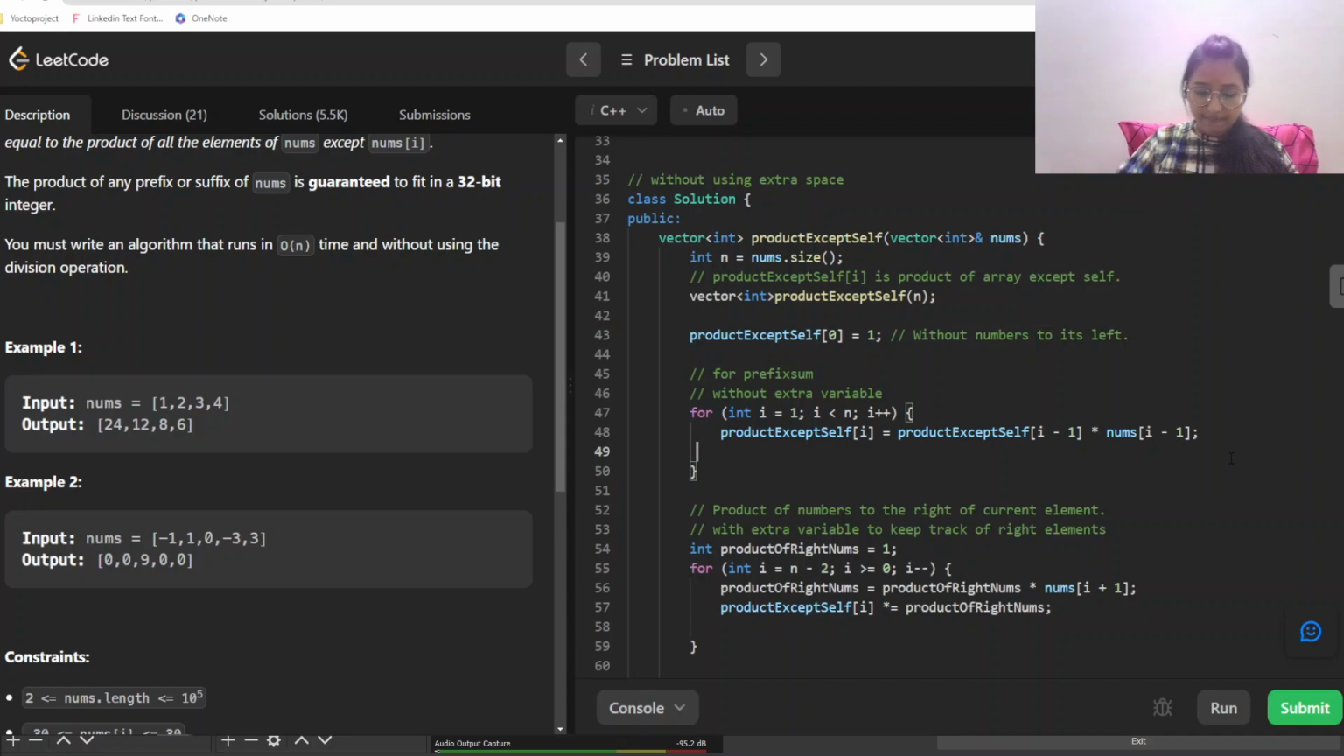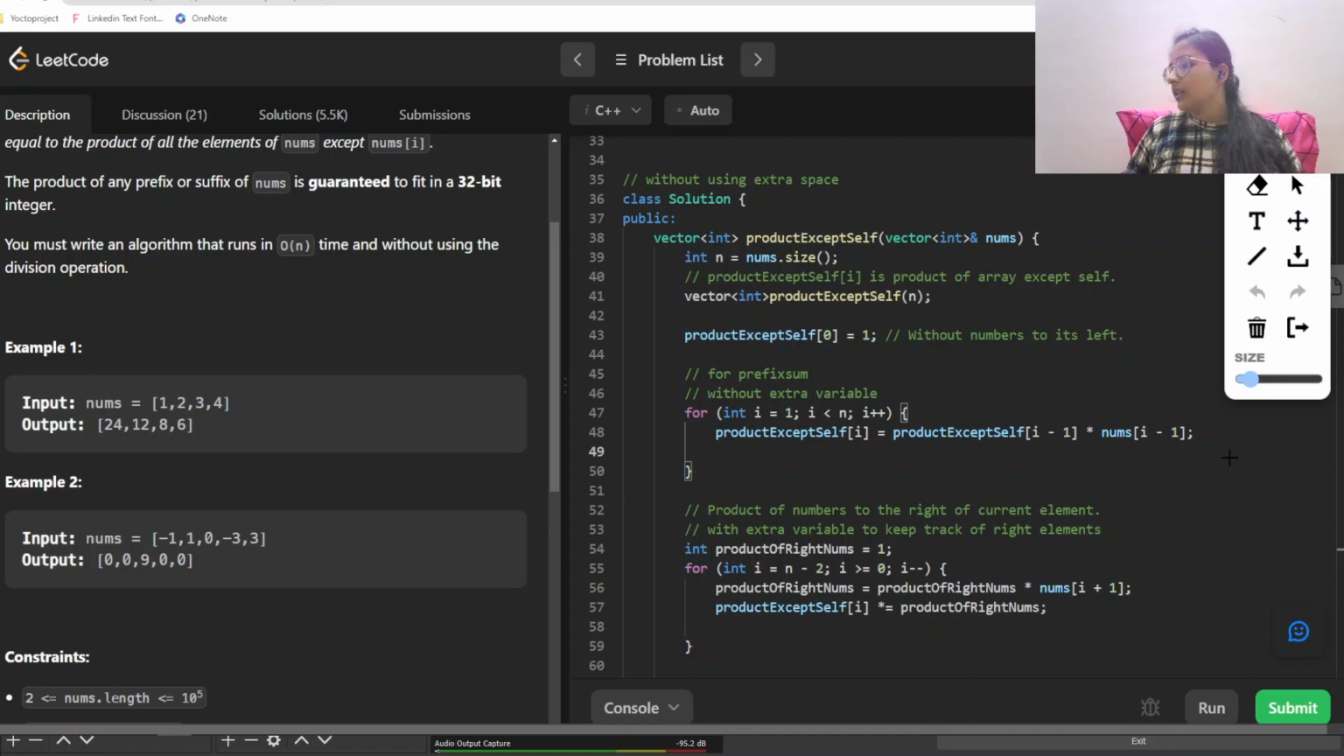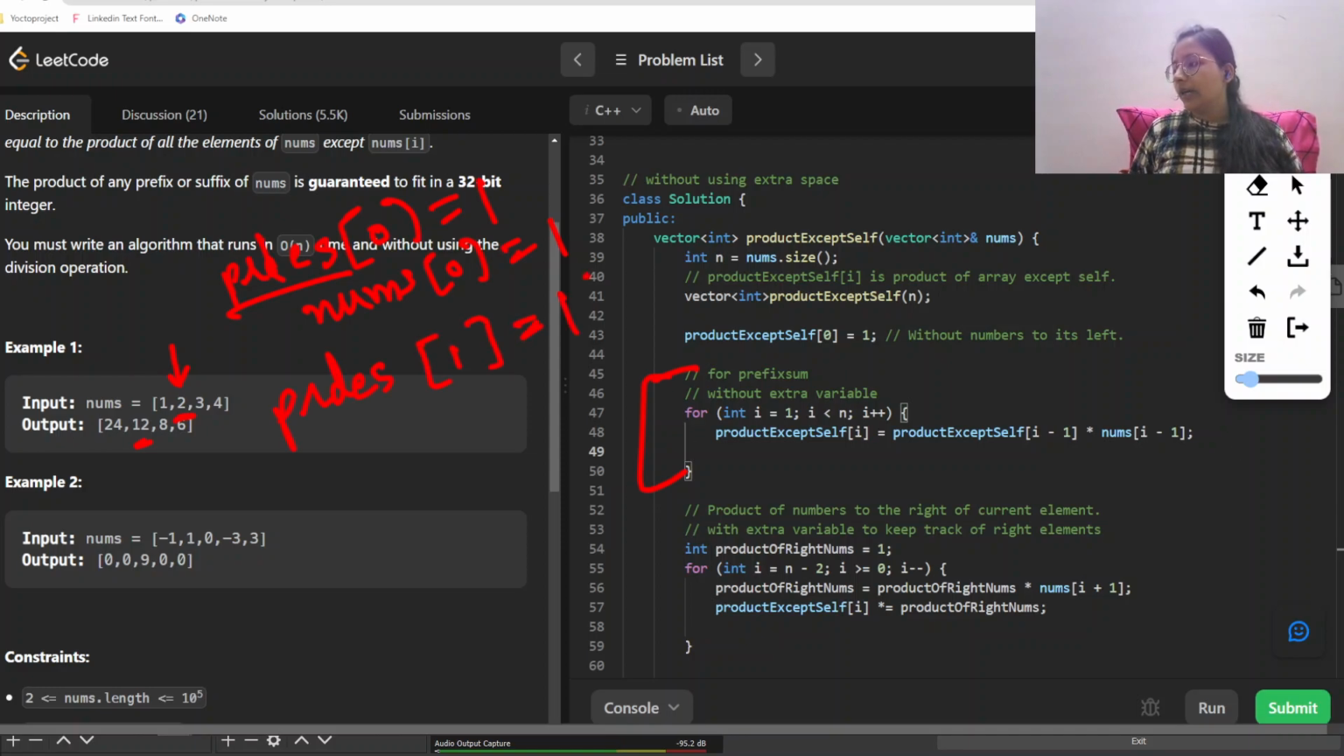What I want to say is, we are just going for the left. When we are at this 2, in product except self at 0 we have stored the 1, and nums of i minus 1, that is nums of 0, is equal to 1. So for the answer of this particular 2, it would be stored as 1 into 1. These are just for the left element.